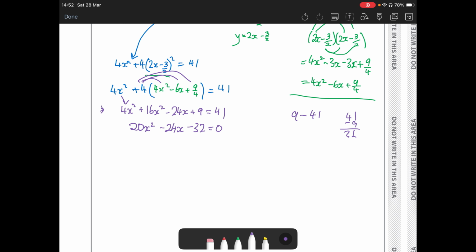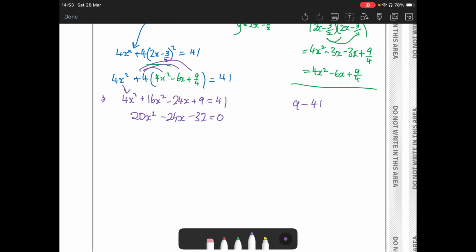We are going to use the AC method, but before that, always check: can we make this equation smaller? Yes. I've noticed 20, 24, and 32 are all multiples of 4. Let's divide everything by 4. With equations, dividing by numbers is fine, but just don't divide by unknowns, because you might miss answers. So 20 divided by 4 is 5x squared, minus 24 divided by 4 is 6x, and minus 8 is 0. Now we're going to use the AC method.